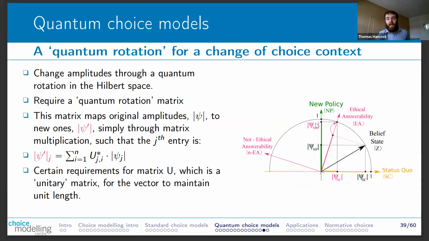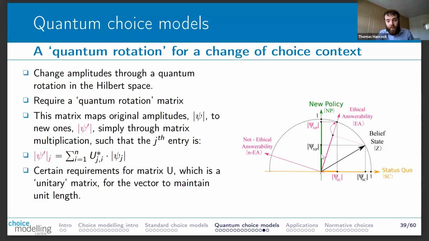So for example, if we have a quantum rotation. What we've got here is this initial belief state over choosing between a status quo and a new policy. Now, if you look at this new policy from a different angle of saying, is this policy ethically justifiable or not? Well, if it is, then our rotation is going to map us to a new state. So if we say that yes, it is ethically just, then our new state will be the same as this ethically answerable state. So this is where we now are.